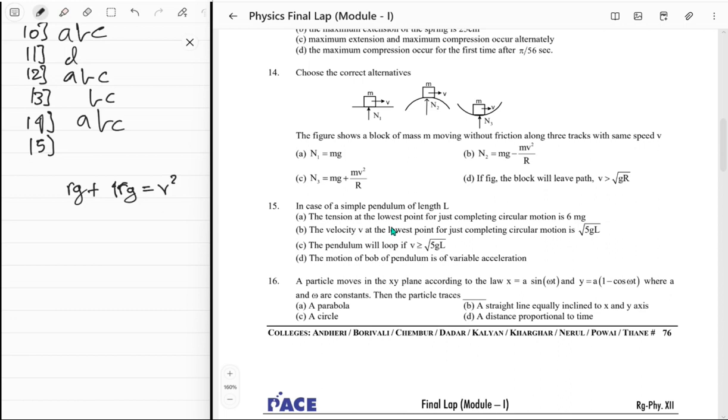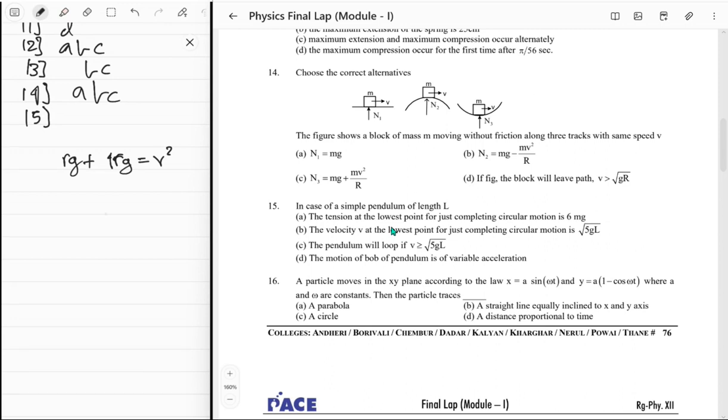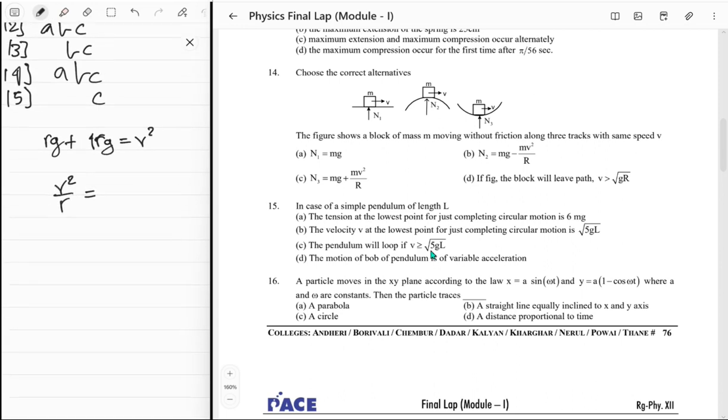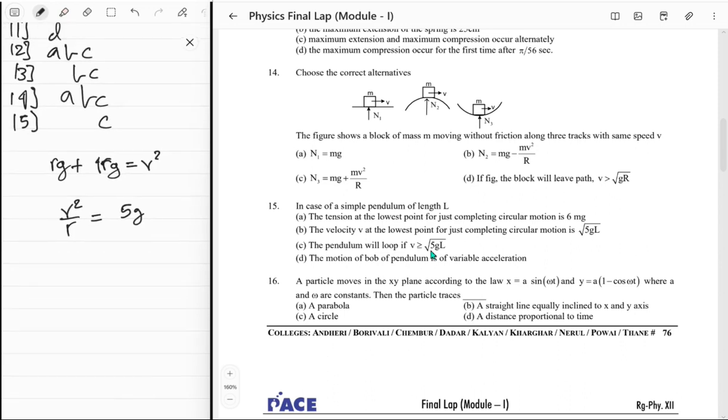Yeah, by kinetic energy conservation. So v is equal to square root of 5gl. So pendulum will loop if v is bigger than or equal to square root of 5gl. Yes, C is correct at least. Tension at lowest point for just completing the circular motion. So v square upon r will just be 5gl. So 5g, sorry. And g is already there, so tension is 6g, that tension upon mass, that's 6g. So yes, A is also correct.